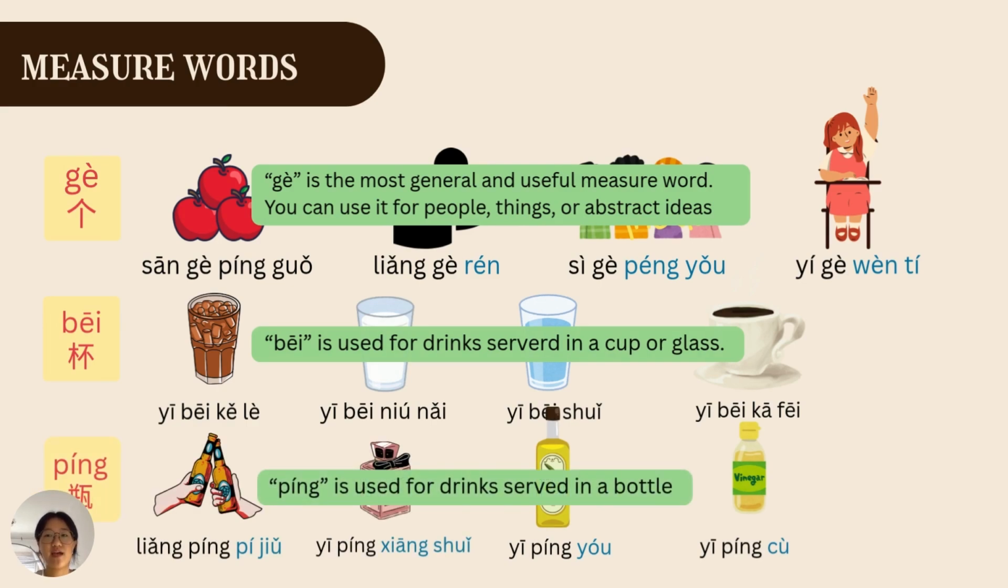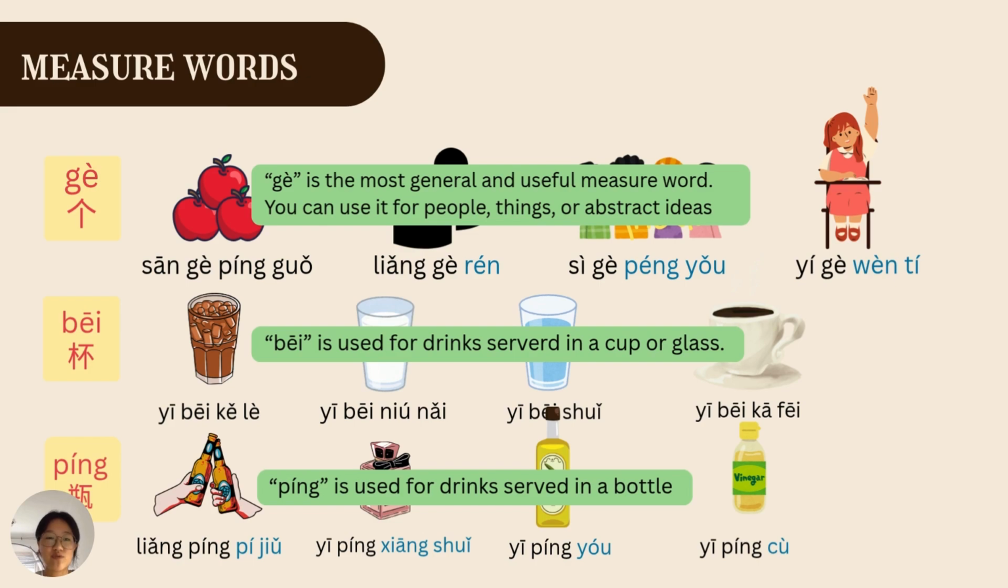Last time, we learned three measure words. They are 个, 杯, 瓶. 个 is the most general and useful measure word. You can use it for people, things, or abstract ideas. What are abstract ideas? For example, 一个问题, one question. Question is an abstract idea, right?